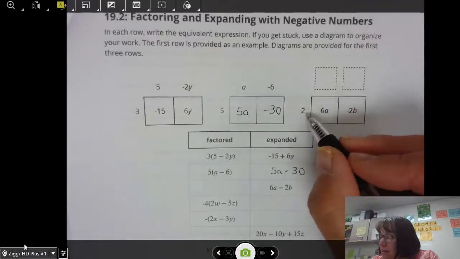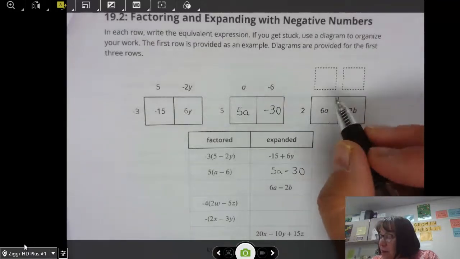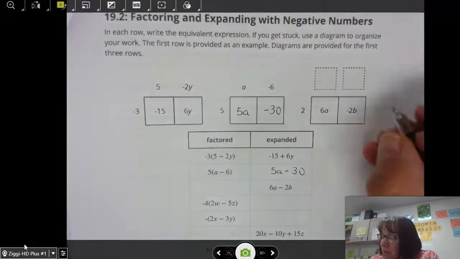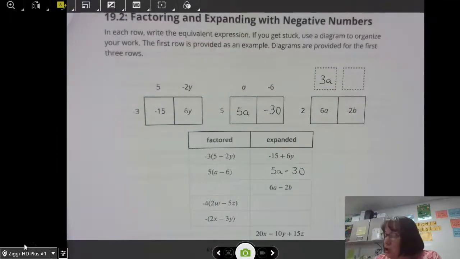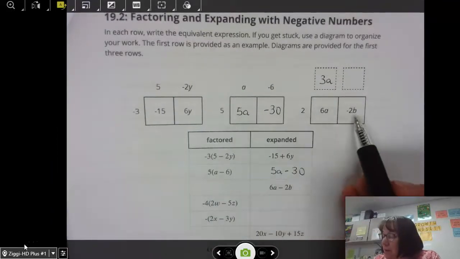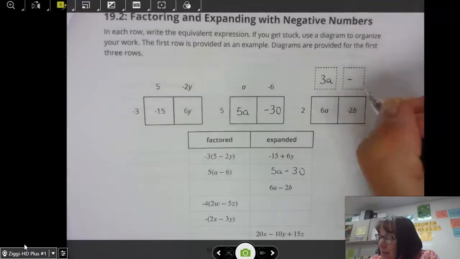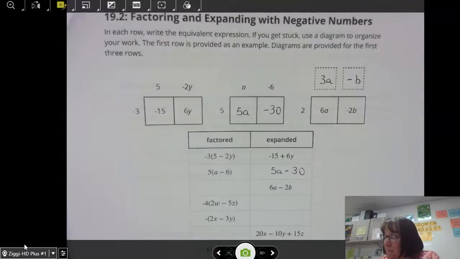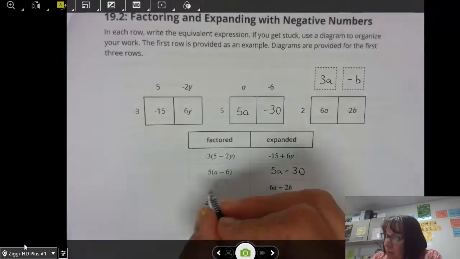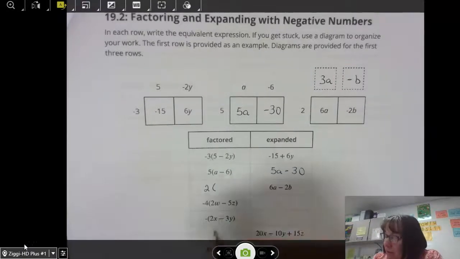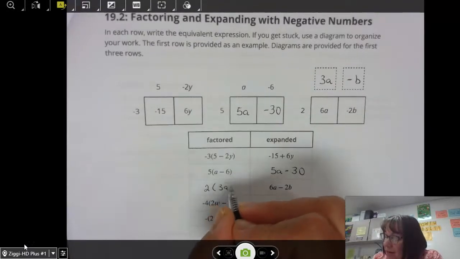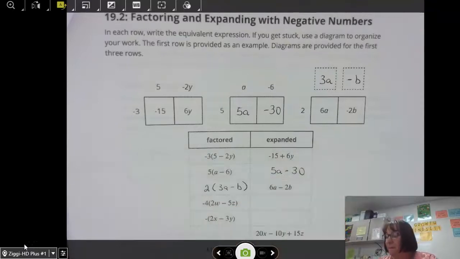And if I take 6a, would be 2 times what? Well, 2 times 3a would give me 6a. And then 2 times what would give me -2b? Well, I need a negative and a b. So expanded form, 2 is what I brought on the outside. I factored out a 2, and I'm left with 3a minus b. So we're working backwards when we do that.